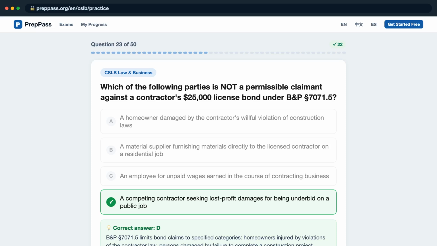The correct answer is D. BNP Section 7071.5 limits bond claims to specified categories: homeowners injured by violations of the contractor law, persons damaged by failure to complete a construction project, employees for unpaid wages, and certain express trust fund contributions. A competitor's lost profit claim is not a covered category.